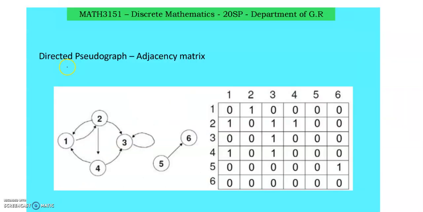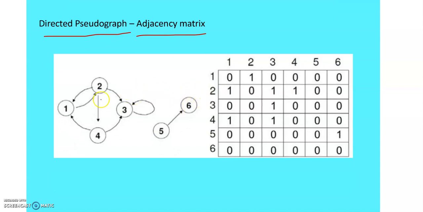Here we are going to see the adjacency matrix of the directed pseudograph. Now you see here, this is the directed pseudograph, but this graph is disconnected, because this part is not connected with this part by any edge. It's okay, but anyhow, this is the graph. Now listen here carefully. You write first all the vertices 1 to 6, 1 to 6. That is simple.